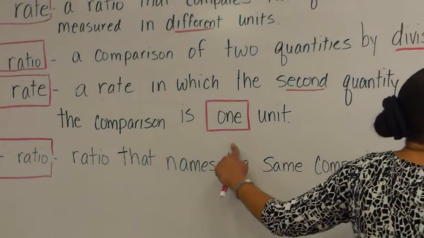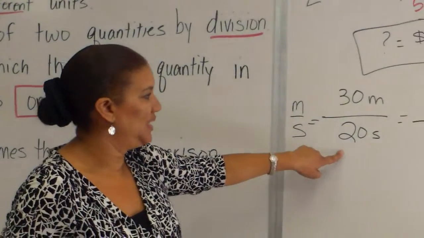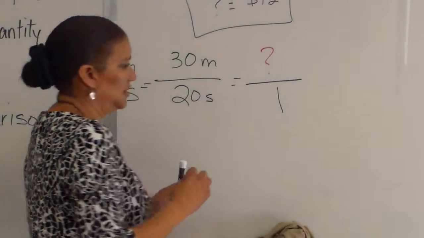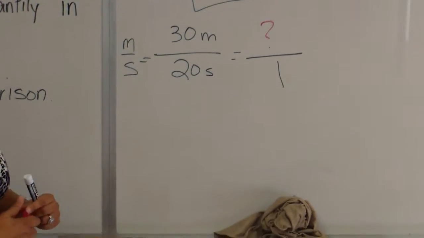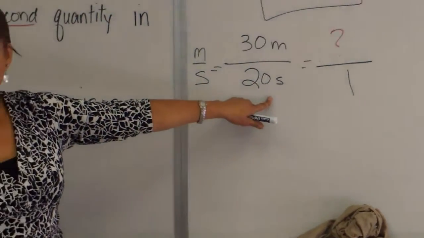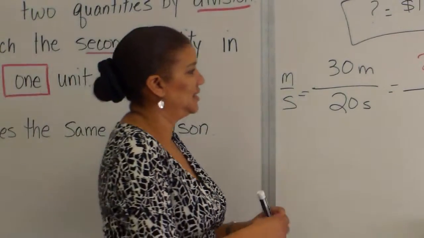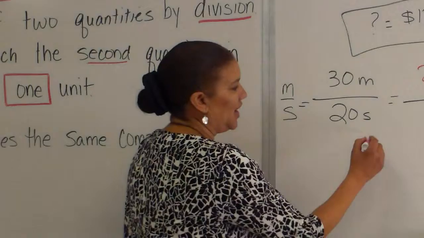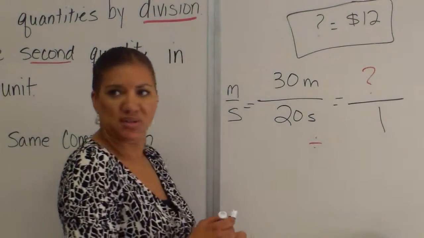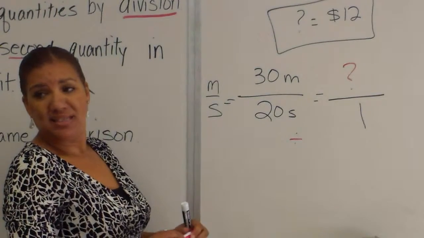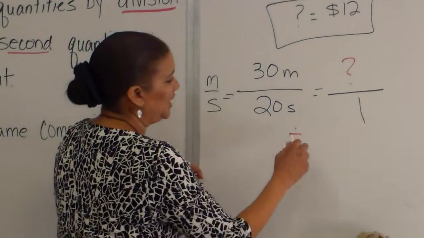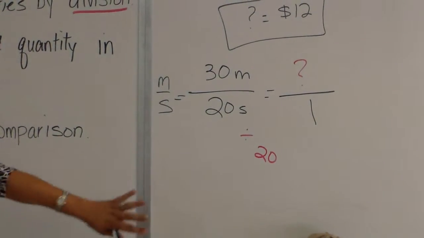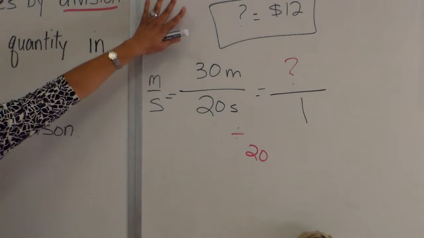So how do I solve for 30 meters to 20 seconds equals to how many meters can he walk in 1 second? How many meters can he walk in 1 second? So how do I solve for this equivalent ratio? 20 divided by what equals 1. Jocelyn. 20 divided by 20 equals 1. Very good. Thank you. Whatever I do to the bottom term, I have to do to the top term.